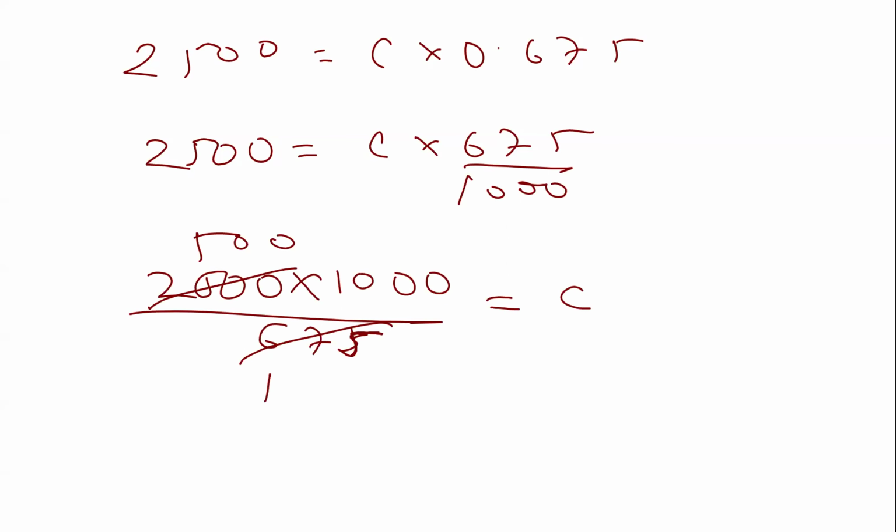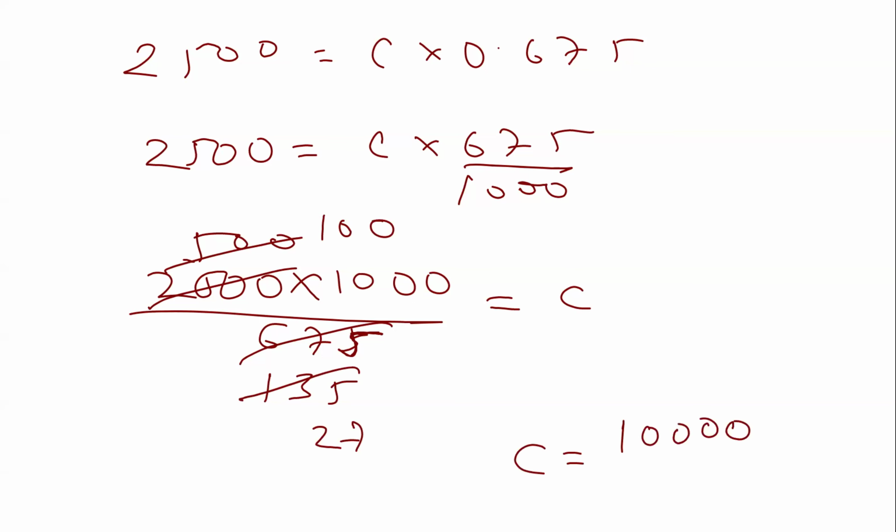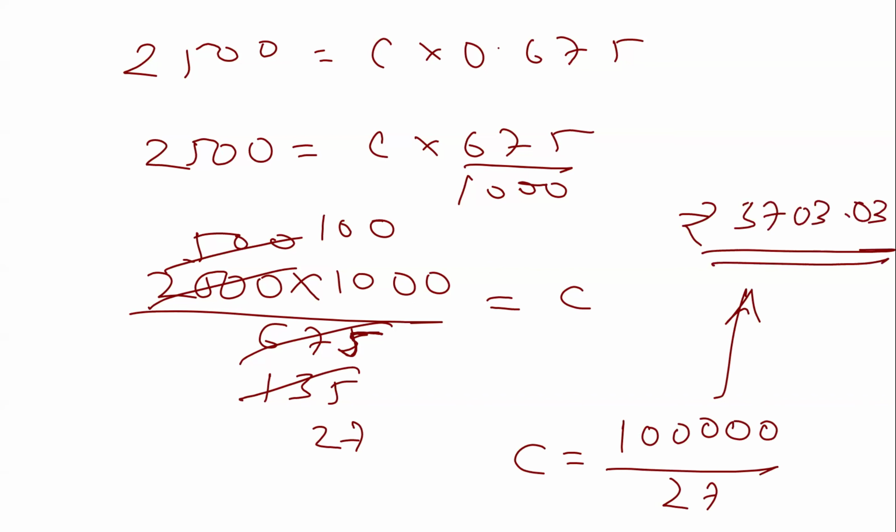So 675 divided by 5, I'm also doing it at my end, 135. Now this is further reducible. 5 into 100, 5 2s are, this is 27. So C is equal to 1, 2, 3, 4, 5, 5 zeros upon 27. So if you divide this, you have to divide with the proper division method. So this will give you rupees 3703.03. 0.70, sorry.